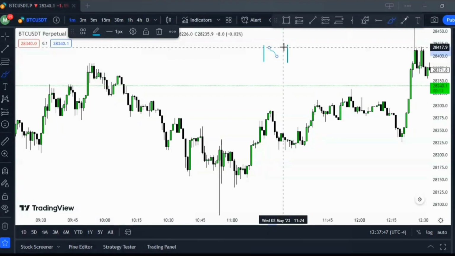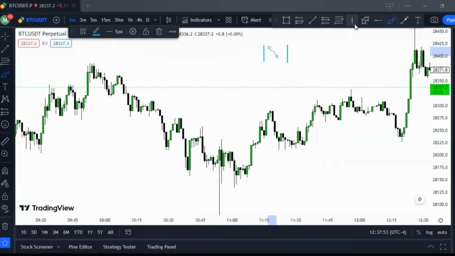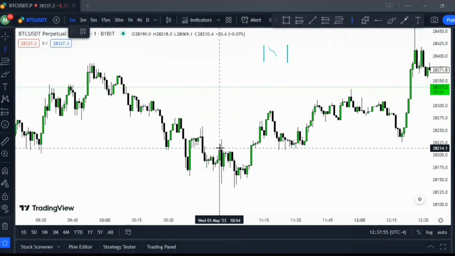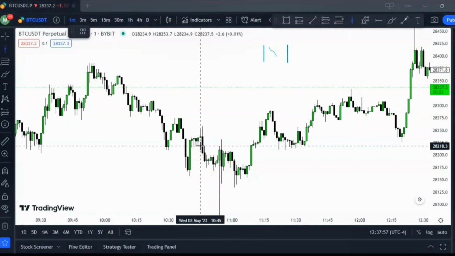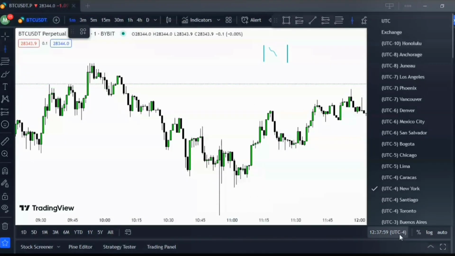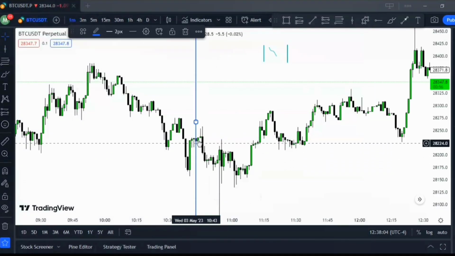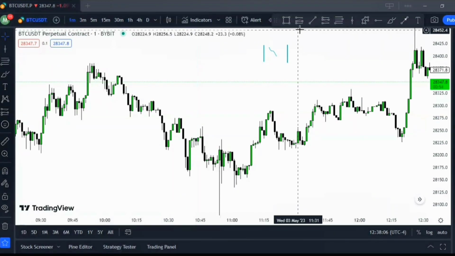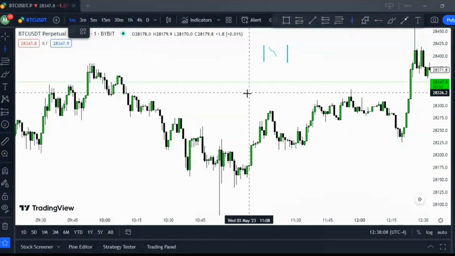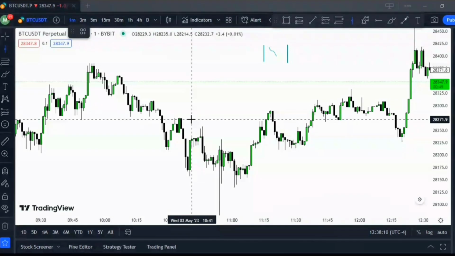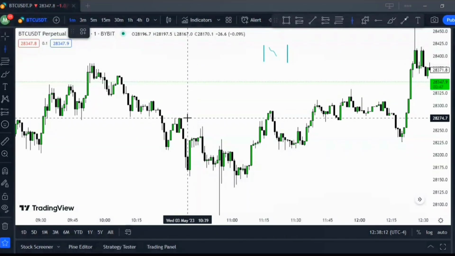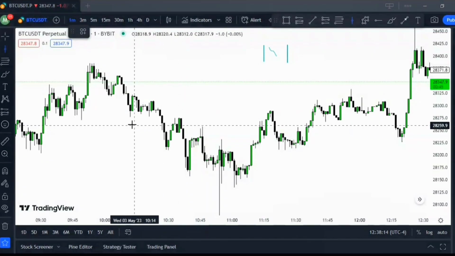So in this strategy, we will backtest the strategy to see if it really works or not. So we will check today's price. So the timing is this. You have to select UTC New York. Okay, so we have to draw a vertical line at 10 a.m. New York time, and you have to use 1 minute or 30 seconds. Okay, I'm using 1 minute here.